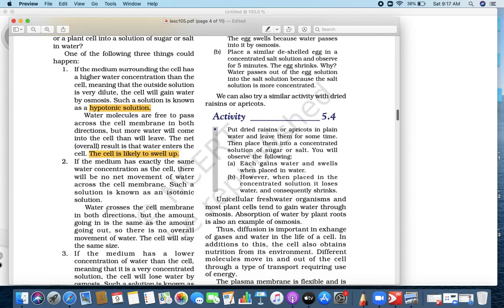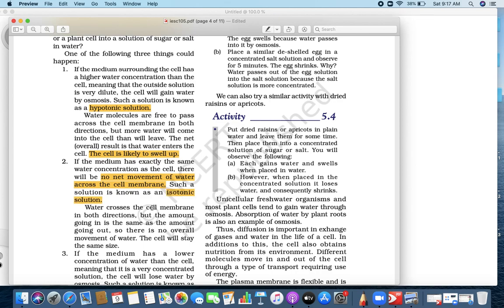Similarly, suppose the concentration inside the cell and outside the cell are both equal. Do you think anything is going to happen? No. Whenever the concentration inside and outside is the same, there is no movement of water across the cell membrane. Such solutions are called isotonic solutions.